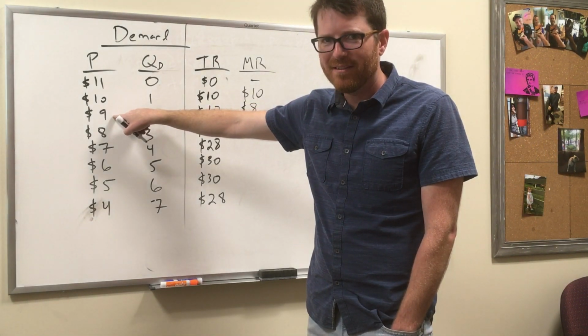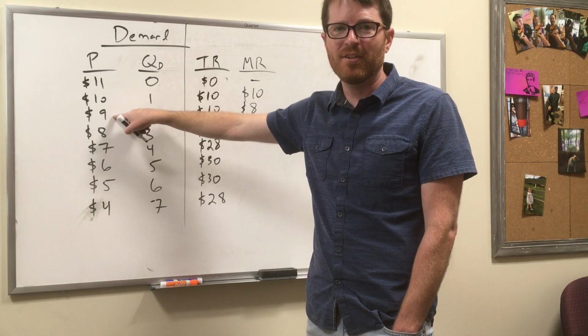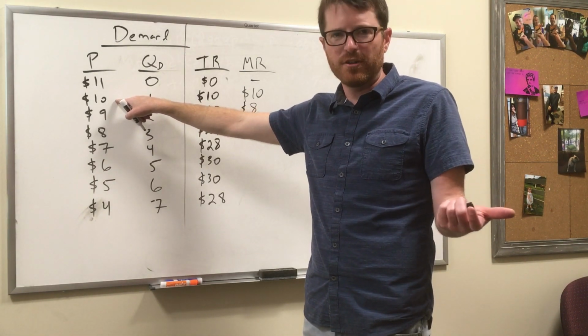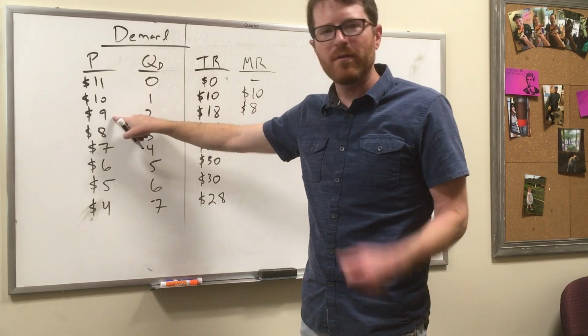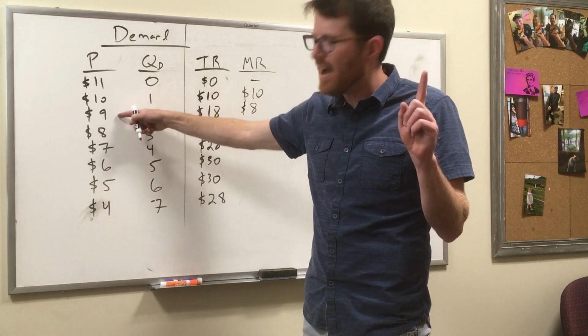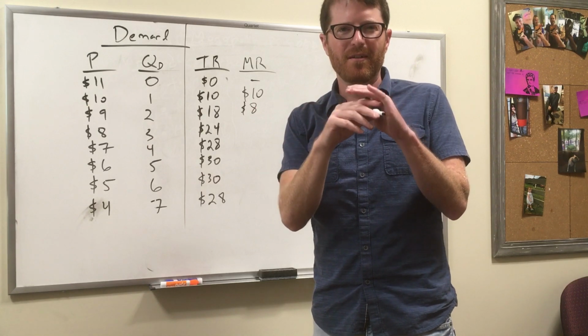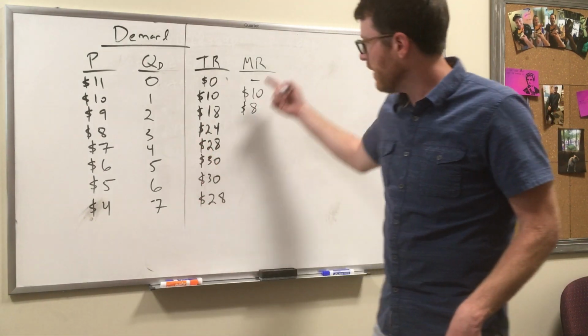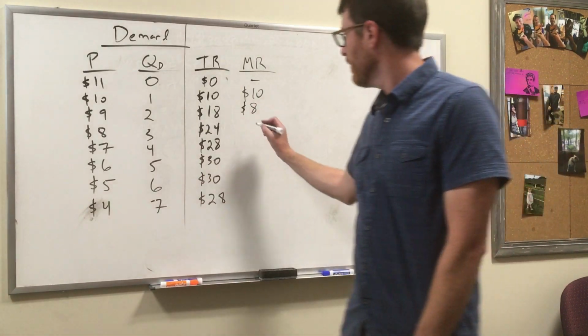All right, so what that means is when you add the second consumer, you're gaining $9 from that second consumer, but you're losing $1 from the first consumer because you could have charged them 10. So you're losing 1 from the first consumer, gaining 9 from the second consumer. On net, that means you're adding $8 to your revenues. All right, so that's the logic of how this is applied.